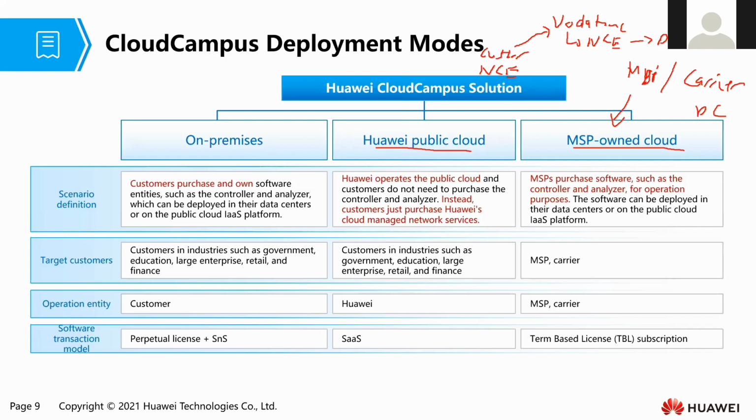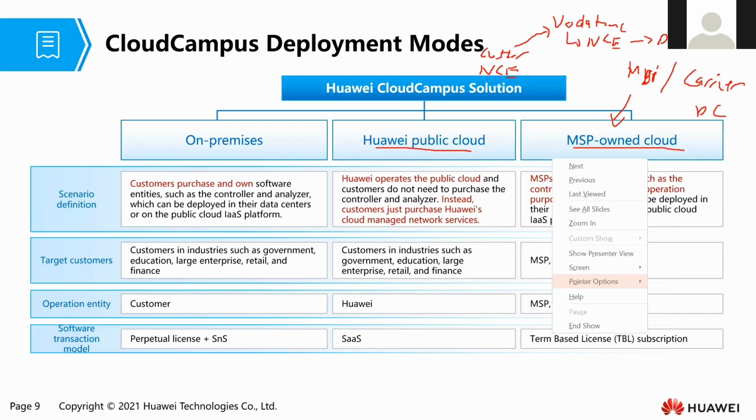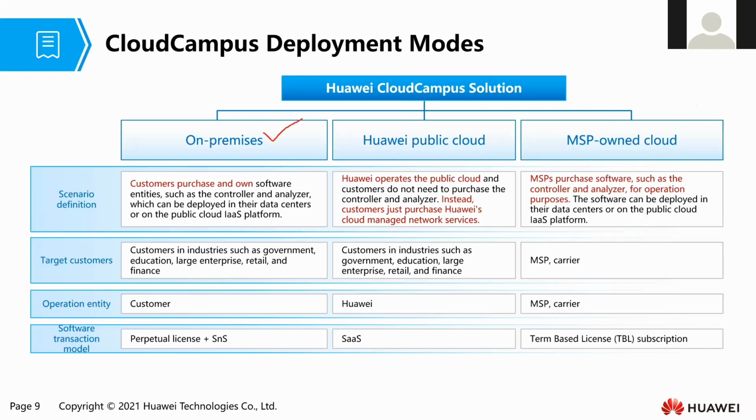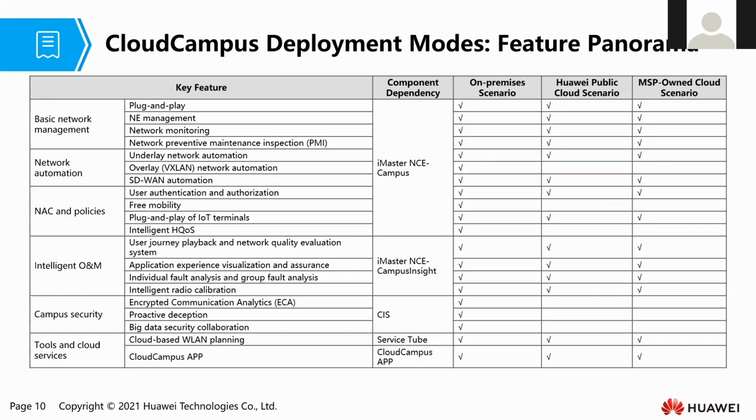So now you can see we have three scenarios. On-premise means that the NCE is in the customer's own data center. For Huawei public cloud, the NCE will be at Huawei HQ, and for MSP owned cloud, the NCE will be at the carrier's data center, belonging to the MSP. So these are the three deployment modes.